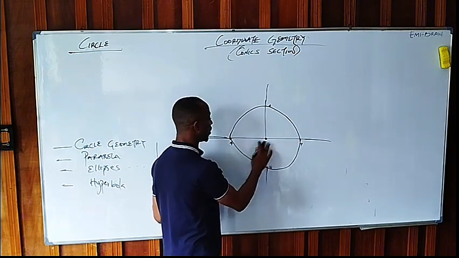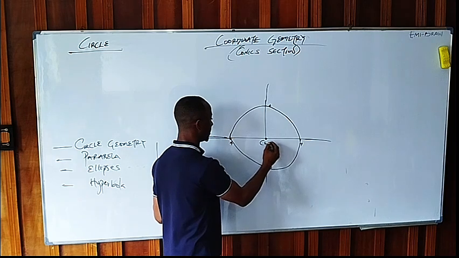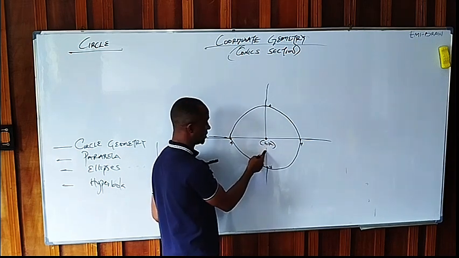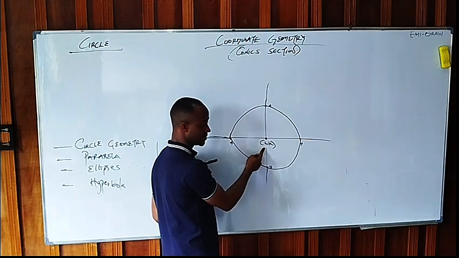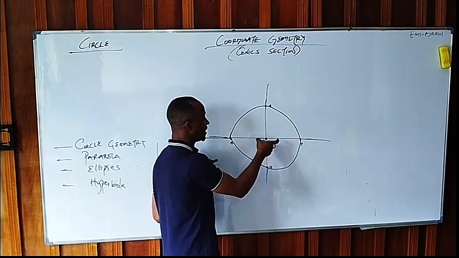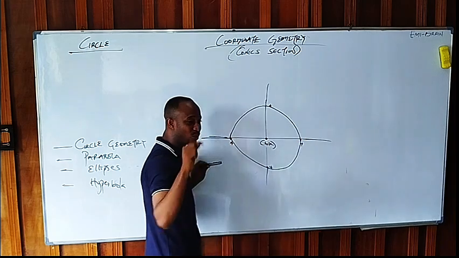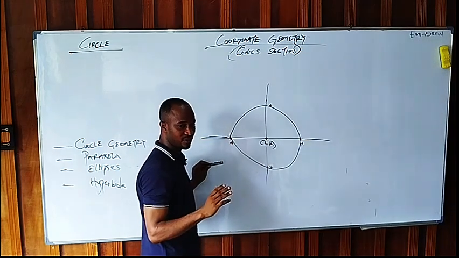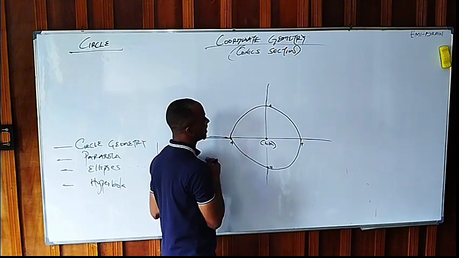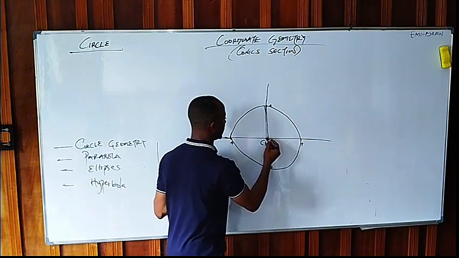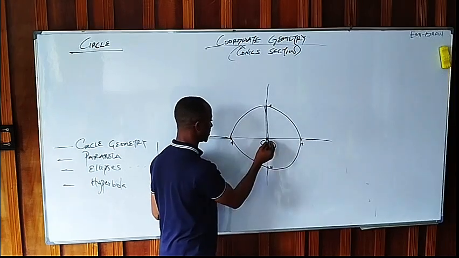This center point has a coordinate called what? H comma what? K. H represents what? The X axis. What's your K? The Y axis. So we use H comma K to represent the center of a circle under coordinate geometry. So we say that a circle is the locus of a point in equal distance from a fixed point called what? The center.